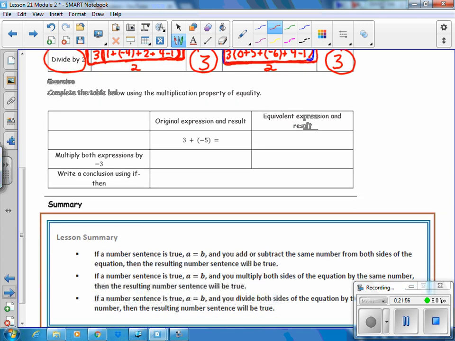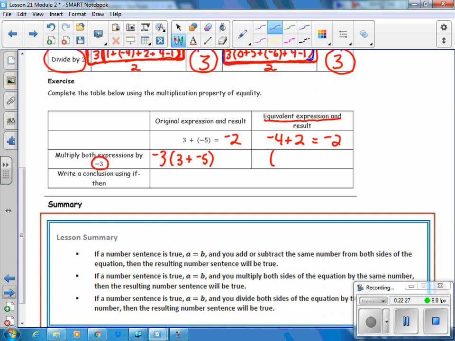In the last section here, the original expression and a result. So we have 3 plus -5, and that equals -2. Write an equivalent expression and a result. So I just need something that equals -2. How about -4 plus 2? Now, it says multiply both expressions by -3. So our first expression is 3 plus -5, and I want to multiply that by -3.